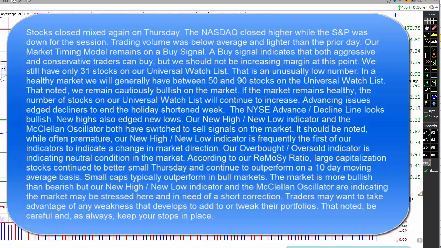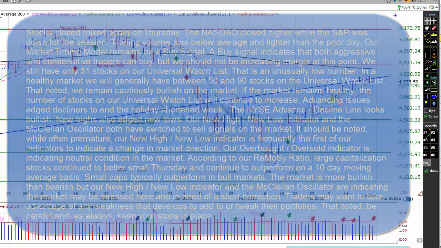According to our Ramosi ratio, large capitalization stocks continued to better small Thursday and continue to outperform on a 10-day moving average basis. Small caps typically outperform in bull markets. The market's more bullish than bearish, but our new high, new low indicator and the McClellan oscillator are indicating that the market may be stressed at this point and in need of a short-term correction. Traders may want to take advantage of any weakness that develops to add to or tweak their portfolios. That noted, be careful, and as always, keep your stops in place.